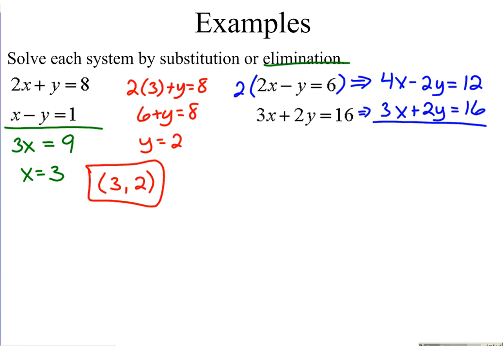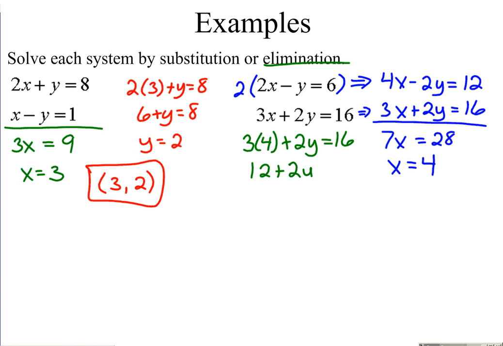And now I'm going to add the two equations together. 4x plus 3x, 7x. Negative 2y plus 2y is eliminated, which is what we want. 12 plus 16 is 28. Finish solving for x. Divide by 7. We get x to be 4. Plug back in and find y. I'm going to use the bottom equation. 3 times 4 plus 2y equals 16. 12 plus 2y equals 16. Subtract the 12 over. Divide by 2. We get y is 2, so we have the ordered pair 4, 2.